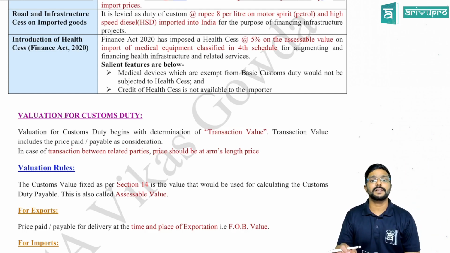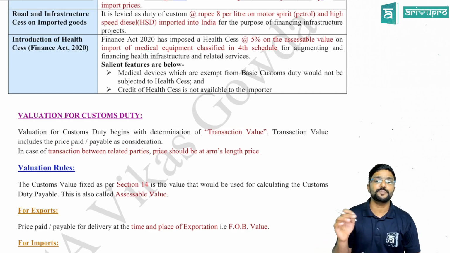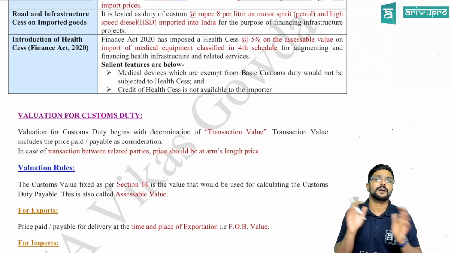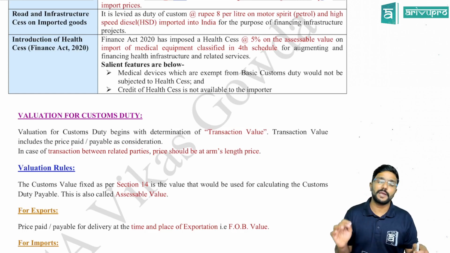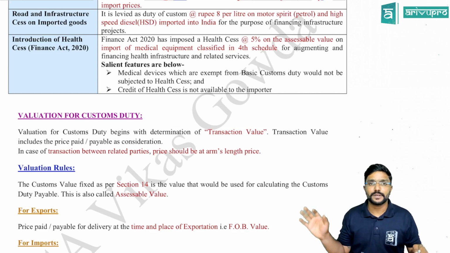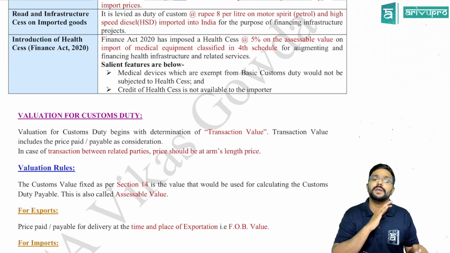Then the introduction of health cess at 5%. It will be levied on assessable value whenever there is an import of any medical equipment classified in the 4th schedule, and we cannot claim any input tax credit of the same. But on the import of medical equipment, if the duty is exempt, then even the cess will not be levied.